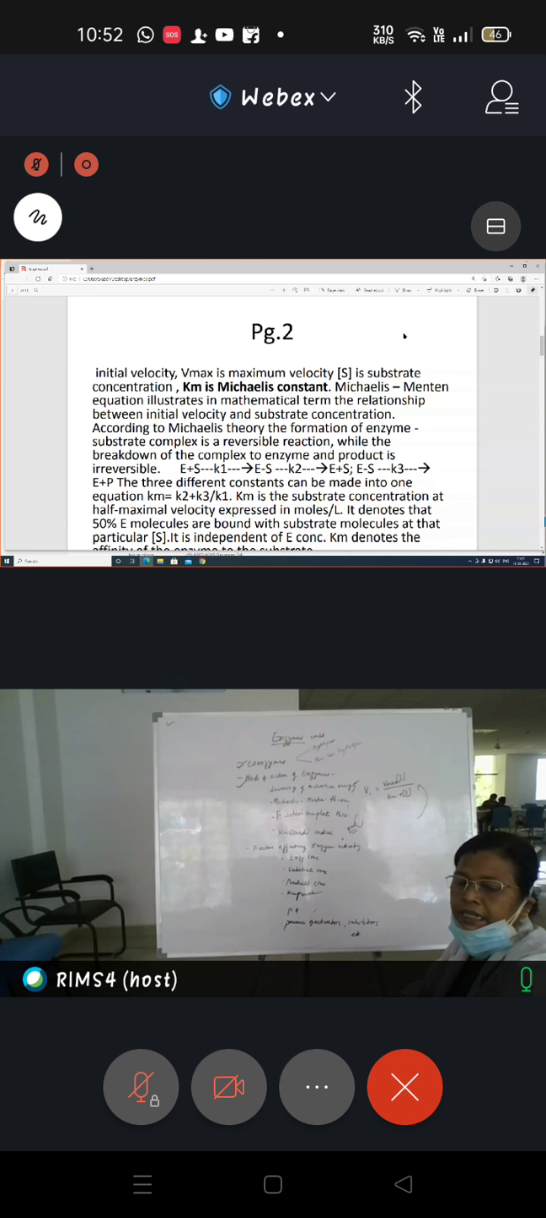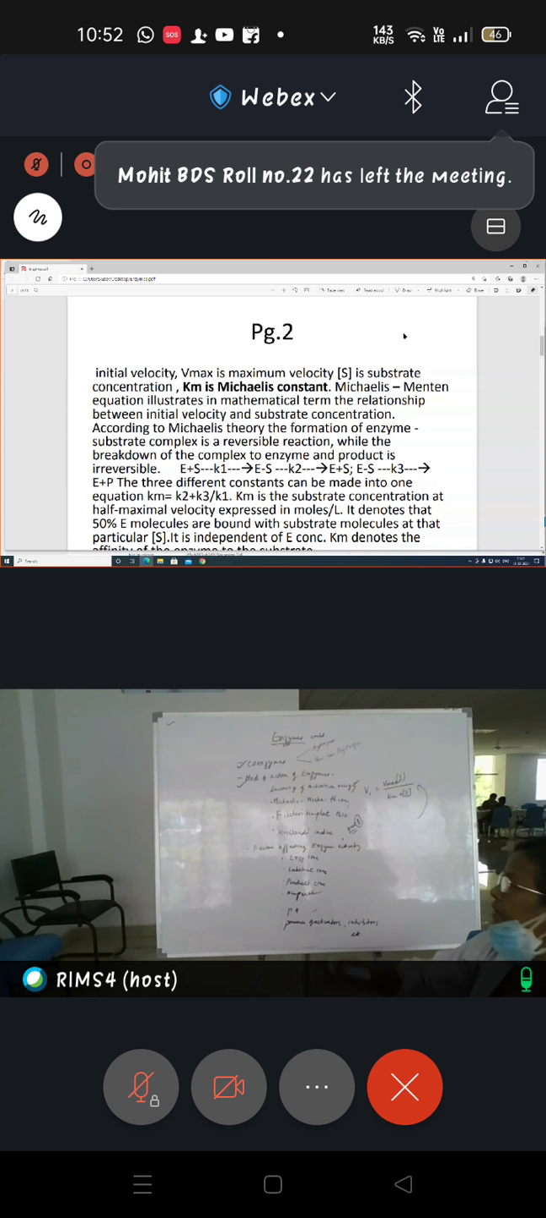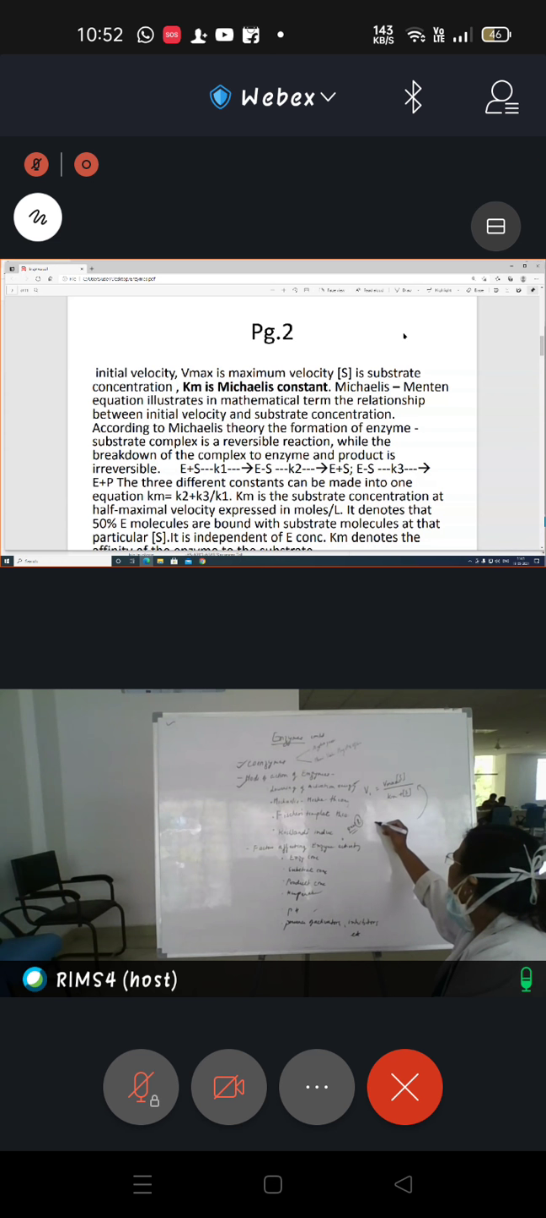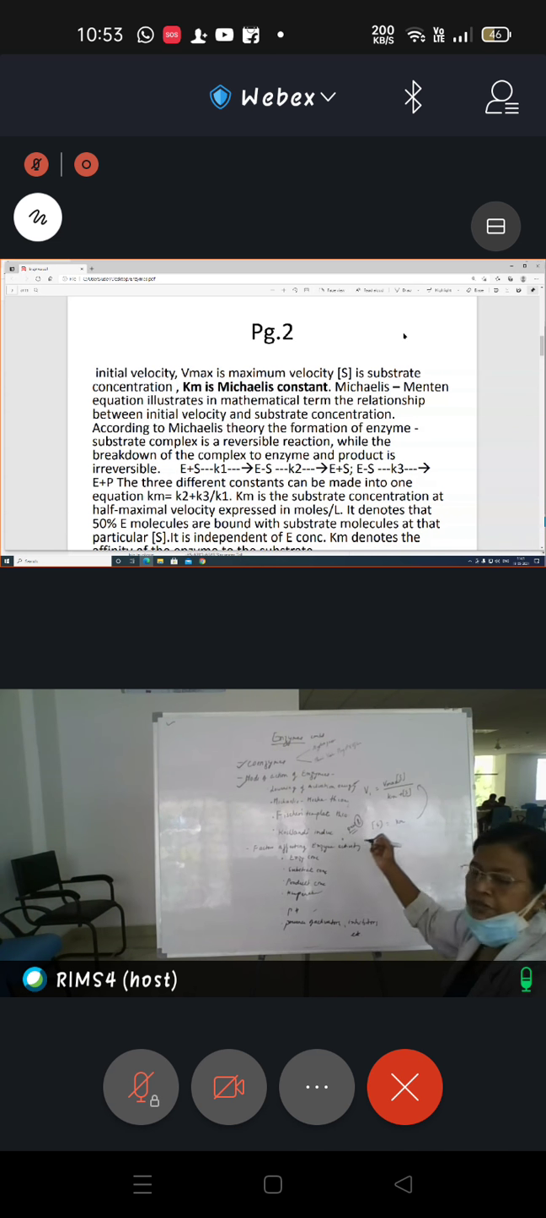where we said that the velocity was half the maximum velocity. At point B, what is happening? The substrate concentration is equal to Km.